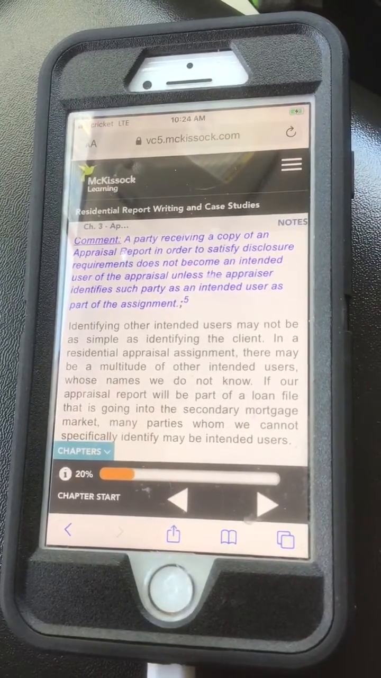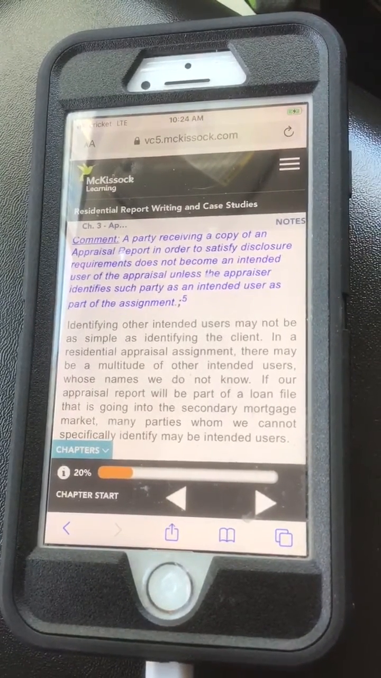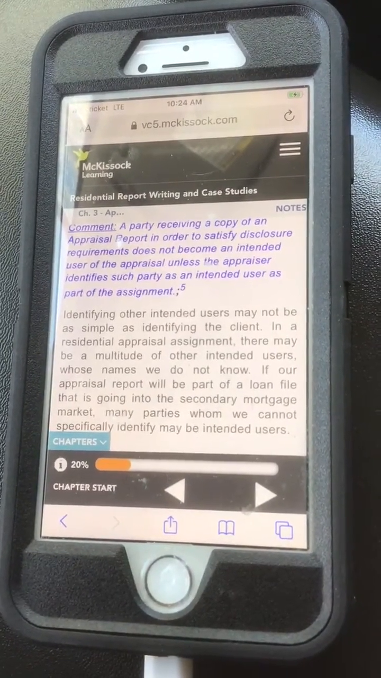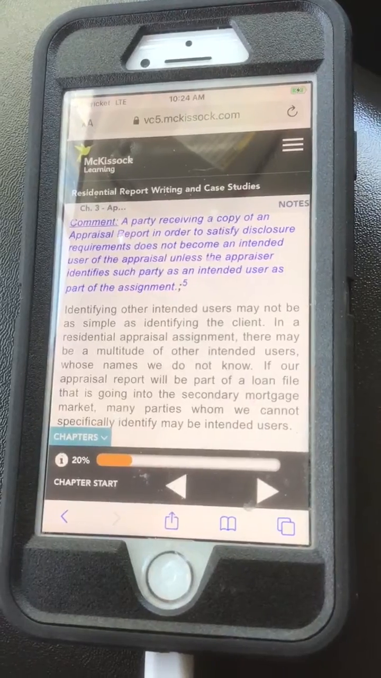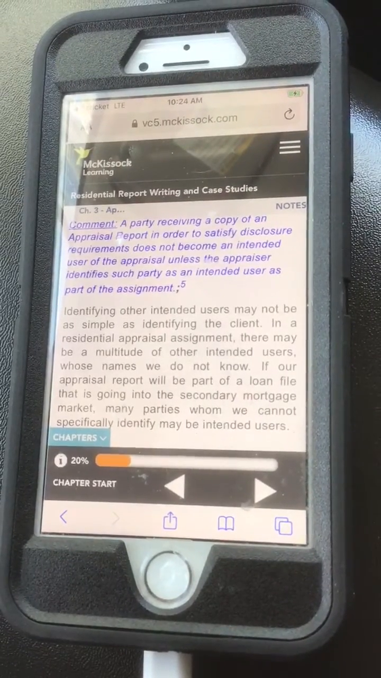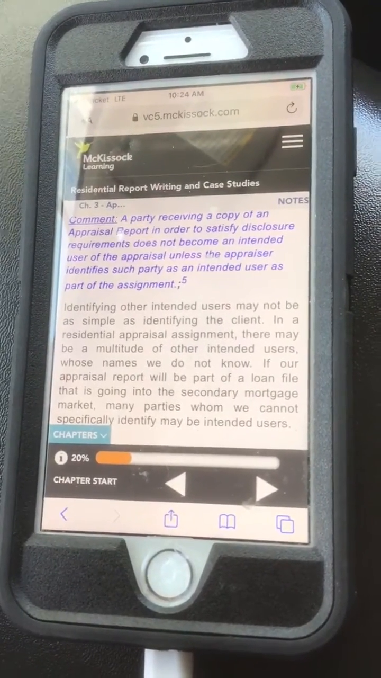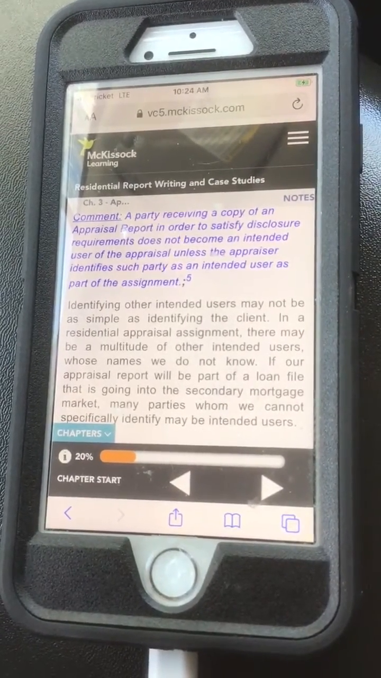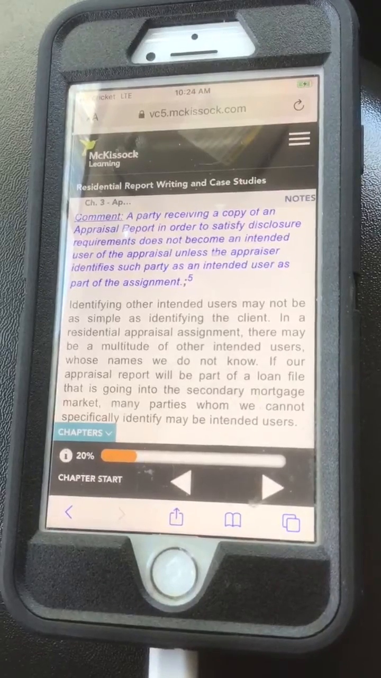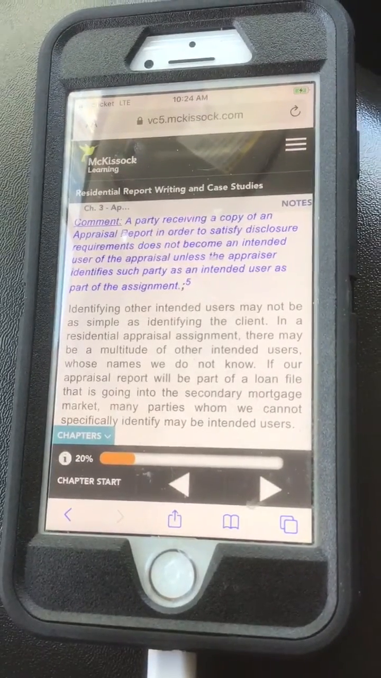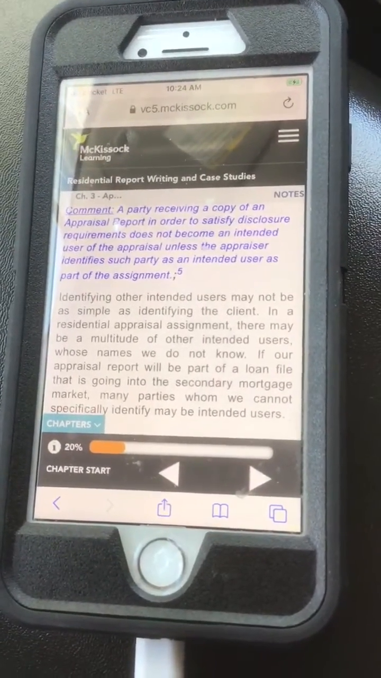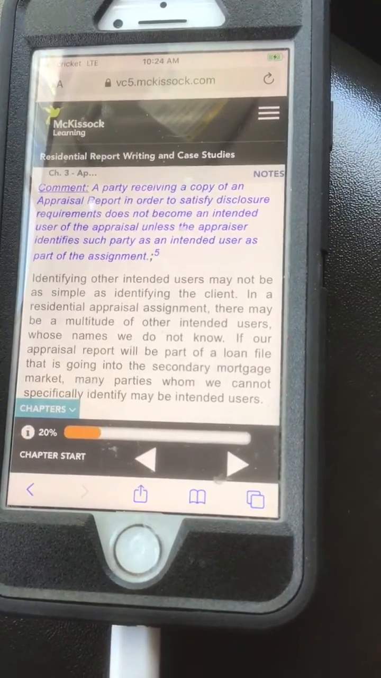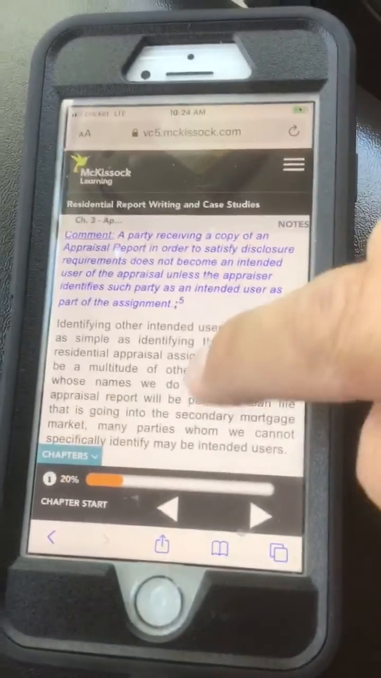Identifying other intended users may not be as simple as identifying the client. In a residential appraisal assignment, there may be a multitude of other intended users whose names we do not know. If our appraisal report will be part of a loan file that is going into the secondary mortgage market, many parties whom we cannot specifically identify may be intended users.